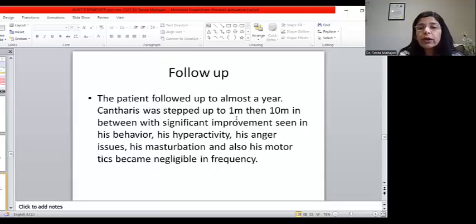So almost 1 year they have followed up, and the Cantharis was stepped up from 1M to 10M. In between, it was not repeated frequently, but intermittently it was repeated, and then we see the behavioral issues much improved. The hyperactivity was less. Anger issues, he mellowed down. His mother was very happy. His masturbation and the motor tics were also negligible.